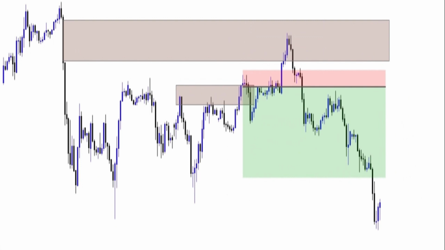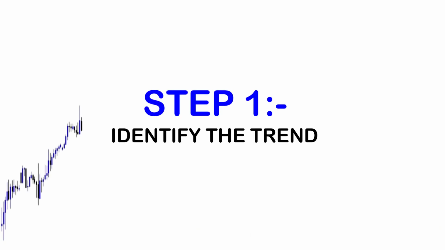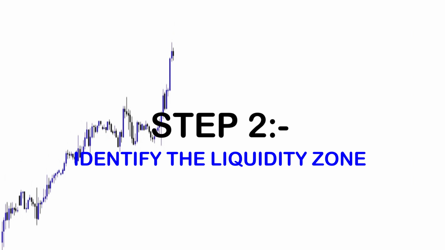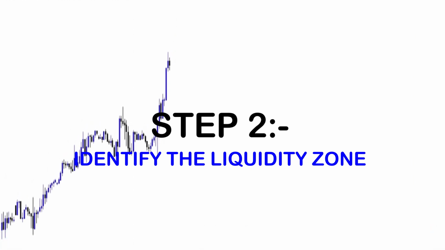Now that we have learned the basics of the liquidity concepts, let us move to the strategy of liquidity. Here we have the Euro-USD chart on 1 hour time frame. The first step in our strategy is to identify the trend. We can see price doing the break of structure to the upside, which indicates that the market is in an uptrend. The second step in our strategy is to identify a liquidity zone.